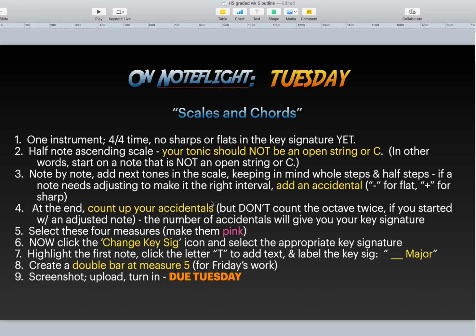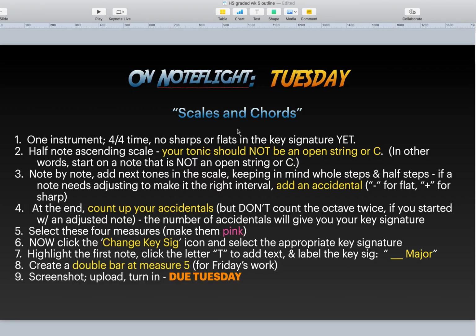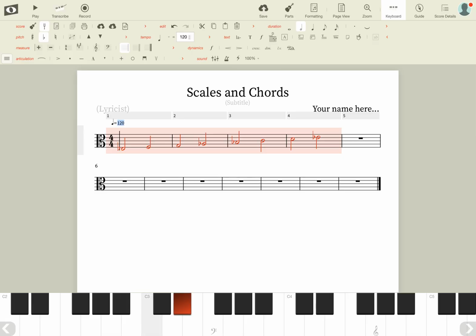So in my case, I have 3 flats. Counted up my accidentals, I got the number of accidentals. I must now select these 4 measures, in other words, make them pink. And so select that, I hold the shift button down on my typing keyboard, click, all 4 measures are highlighted. And now what we're supposed to do, once we've made them pink, we select the change key signature icon, which is up here in one of these bays.